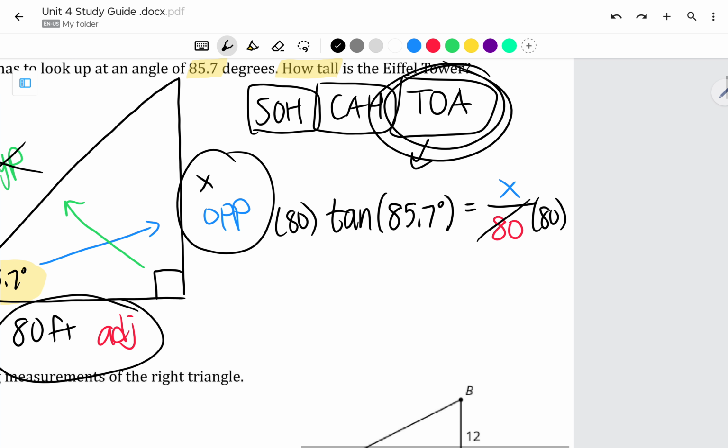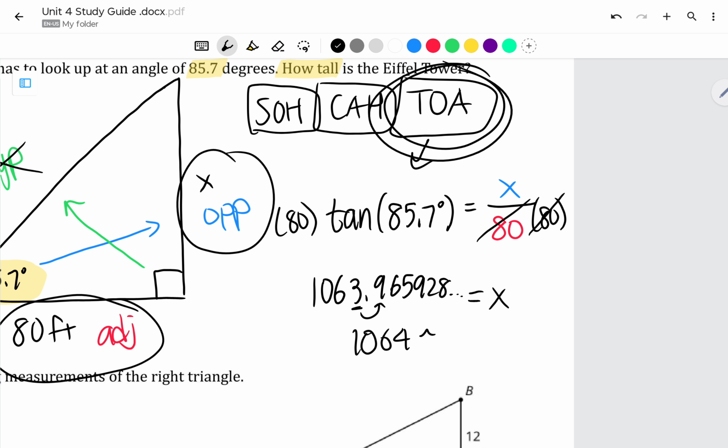It's going to cancel out there. It's going to cancel out there. X is equal to, and when I plug in 80 times tan 85.7 in my calculator, I get this really long decimal, 1063.965928, and it kind of goes on forever. Let's just round to the nearest whole number. The tenths place is 9, so if I round up, it's going to be 1064 feet.